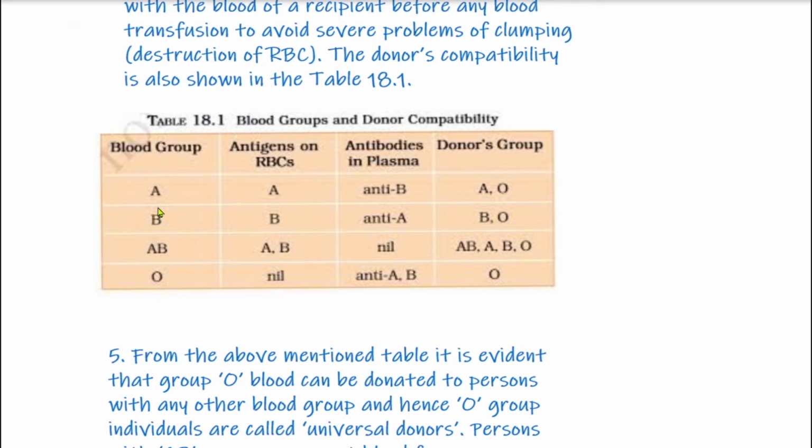Similarly, if a person carries B group, his RBCs will carry B antigen, but blood will carry antibodies against A antigen, which are called anti-A.